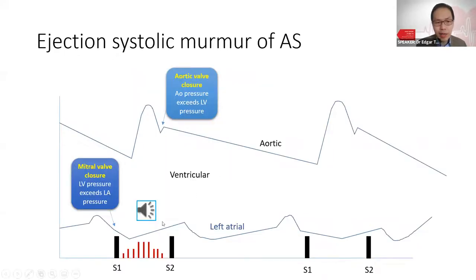So remember, to revise again, the ejection systolic murmur of aortic stenosis comes between the first and second heart sounds, and it's typically described as a crescendo-decrescendo murmur, meaning it goes up and down. And therefore, if you hear this murmur, let's hear that again.